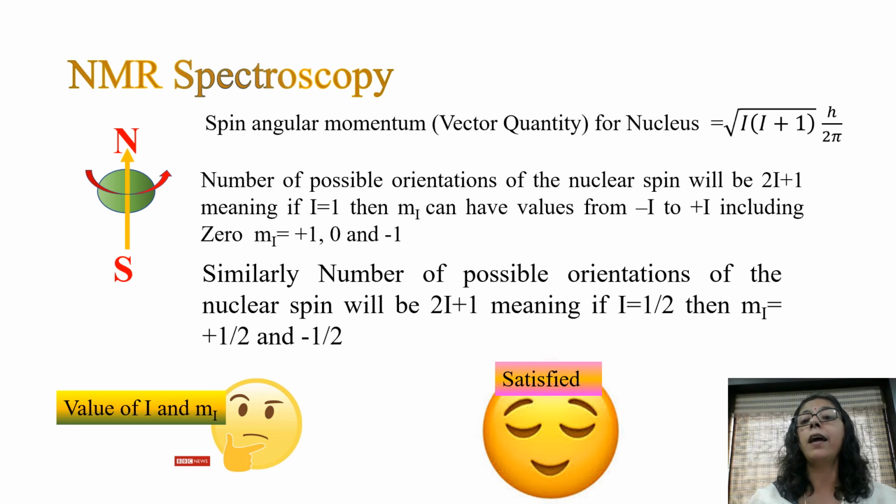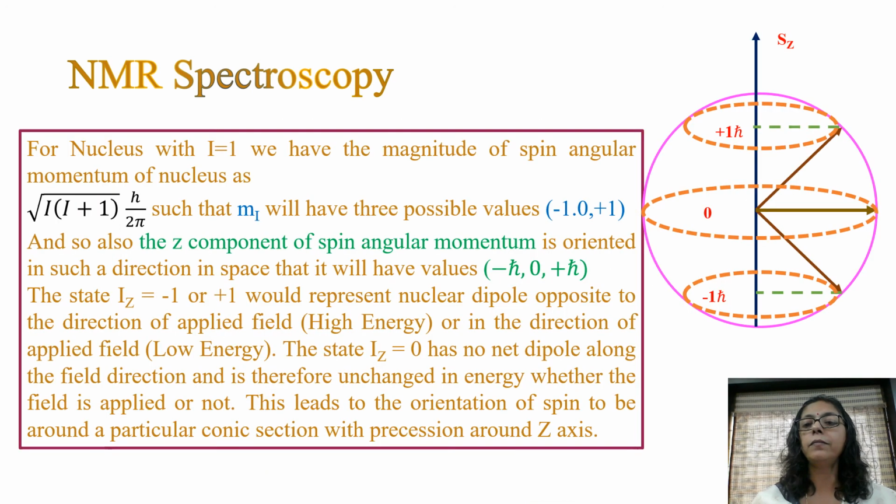Then Mi can have values from -I to +I, including 0, in intervals of 1. So +1, 0 and -1. Similarly, the number of possible orientations of the nuclear spin will be 2I+1, meaning if I is equal to 1/2, then Mi will be +1/2 and -1/2. I hope you all are satisfied now.